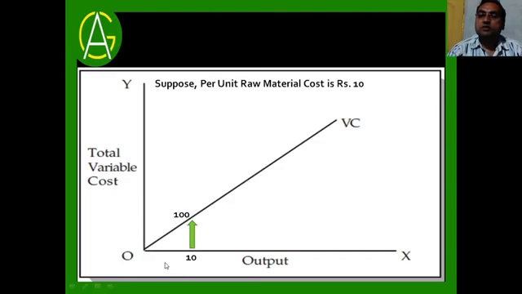Again, if the firm increases to 20 units produced, at 20 units the cost will be 200, because 20 units and per unit 10, 10 into 20 is 200. Again, if the firm wants to increase the output and it produces 30 units, at 30 units the cost will be 300, and so on. We can say that if production is increased, the cost will go on increasing. If production decreases, the cost will go on decreasing. At 0 unit of output, the cost will be 0. This kind of cost is considered as variable cost.